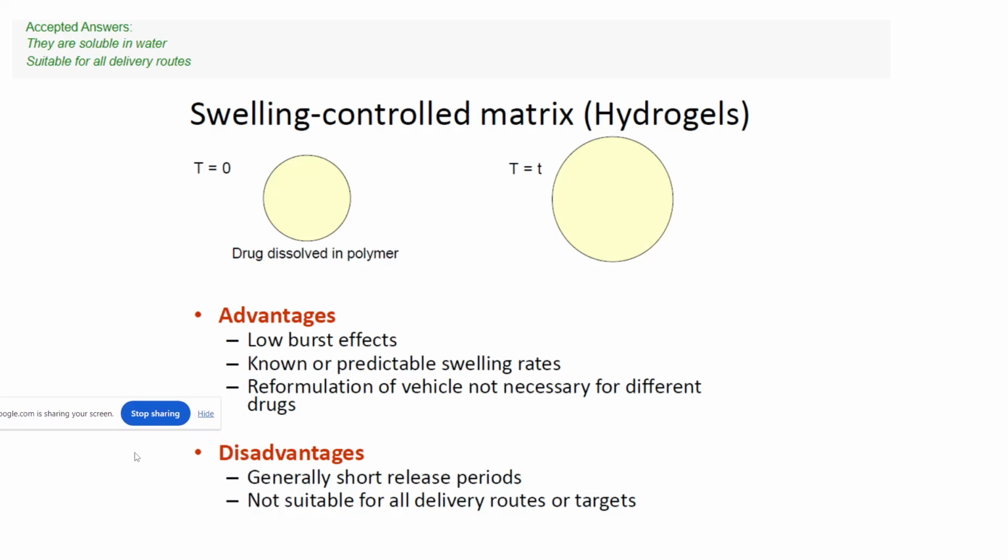And here are some general advantages and disadvantages. They have low burst effects, known or predictable swelling rates, and reformulation of vehicle not necessary for different drugs. And the disadvantages are generally short release periods and not suitable for all delivery routes.